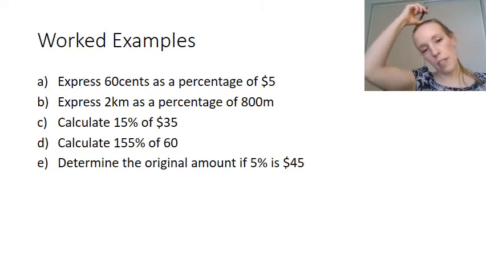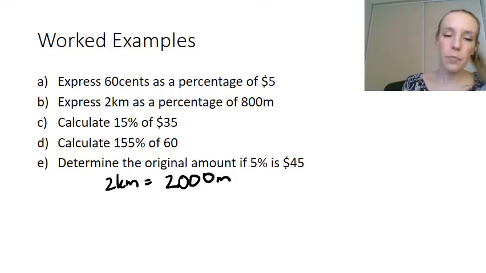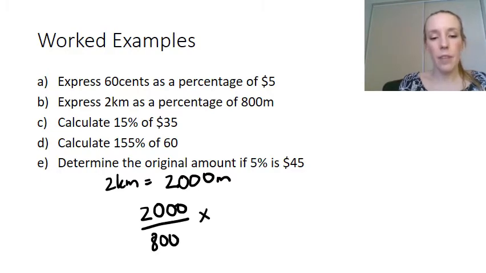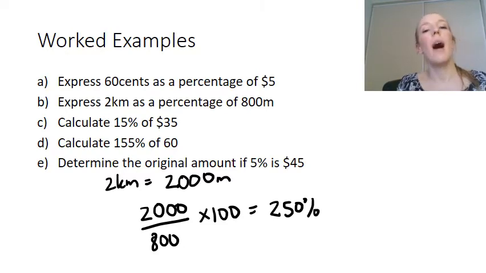Okay, so our second one. Express 2 kilometers as a percentage of 800 meters. Again, we're going to have to convert to the same units. So I'm going to convert 2 kilometers to meters by multiplying by 1,000, so it's 2,000 meters. The part is 2 kilometers because it's saying express 2 kilometers as a percentage of 800. Even though it's bigger, it's still the part. So it's 2,000 divided by the full amount, which was 800, times 100. So we'll type that in, and you'll get an answer of 250%. You can see it's over 100%, but that's because our part amount was bigger than our full amount. So 2 kilometers was bigger than 800 meters.